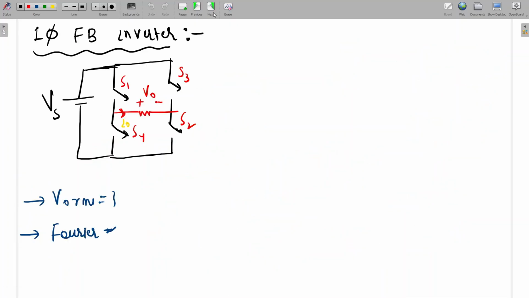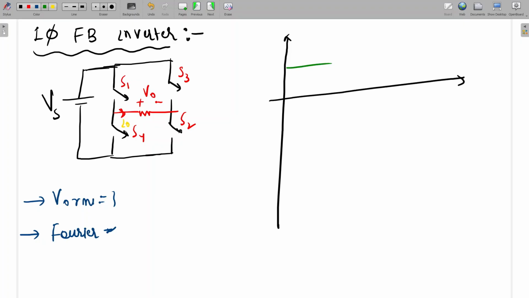So I will go quickly one by one, then we'll move on to the questions. Some 10 previous years' questions I have taken, and we will solve them one by one. So this is the full bridge inverter. Here, if 1 and 2 are on, what will be the output voltage? That will be plus Vs, and here it will be minus Vs.